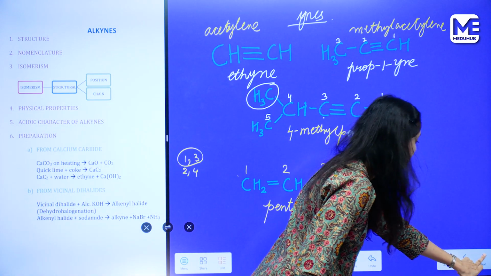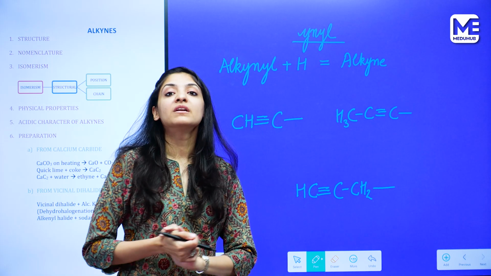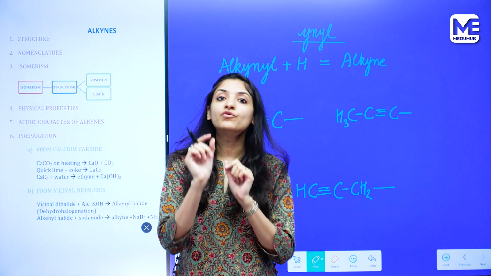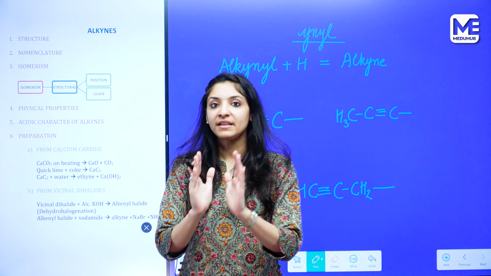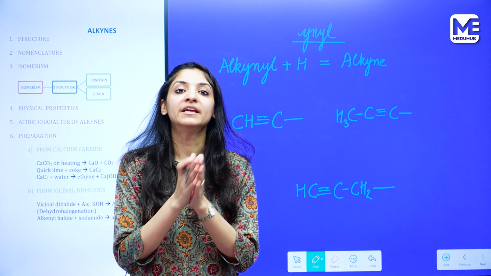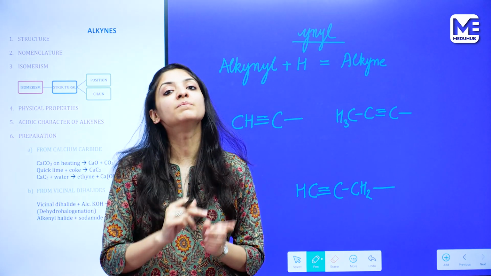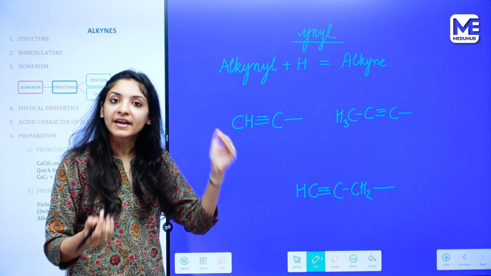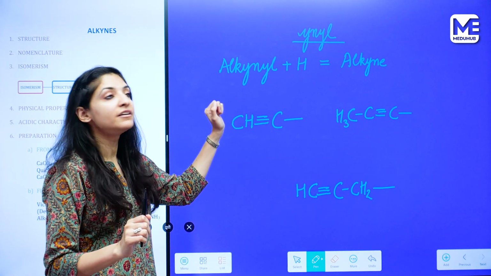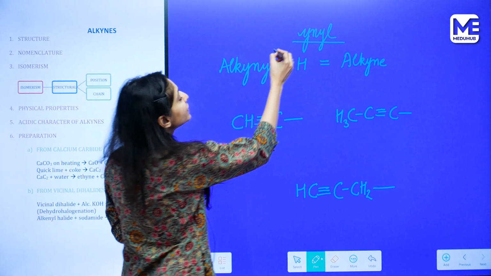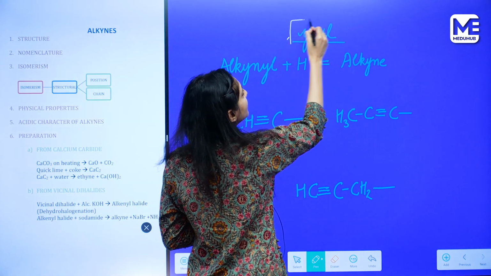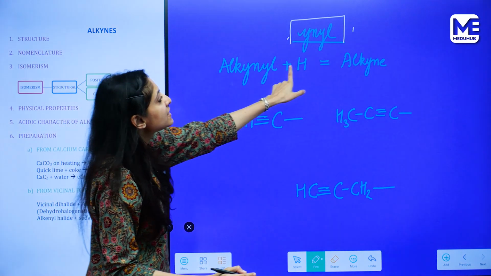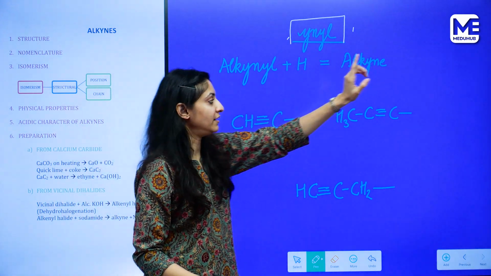Now, we have spoken about univalent groups. So you remember in alkanes, if we remove a hydrogen from methane, we'll get a CH3 group which is called a methyl group. That is an alkyl group. Similarly, in alkynes also, we can get univalent groups which will have the suffix -ynyl. Alkynyl plus hydrogen will give us an alkyne.